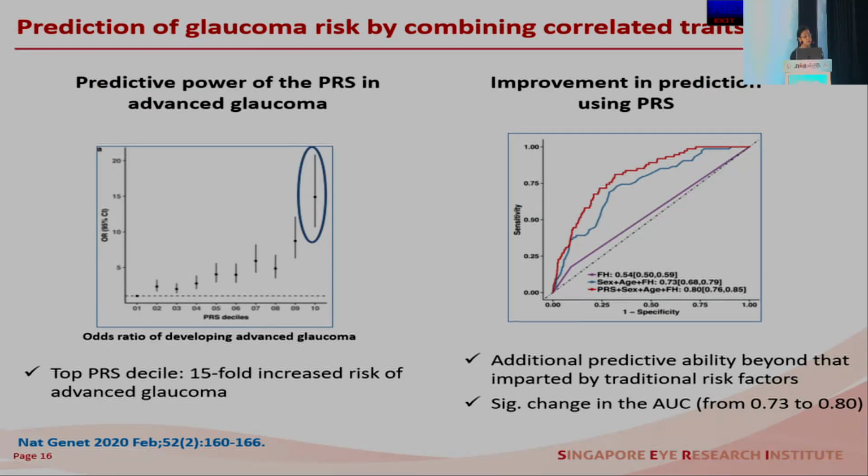They also looked at prediction of genetic risk, and what they found was that those patients with the highest genetic risk score had a 15-fold increase in the risk of having advanced glaucoma. And when they incorporated the polygenic risk score as a prediction for development of glaucoma, they found that it increased the predictability over and above that obtained by traditional risk factors of age, gender, and family history.